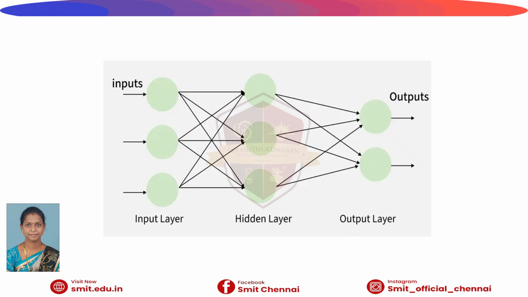This diagram illustrates the architecture of the multi-layer perceptron. On the left side, we have the input layer, which receives the input features. The hidden layer performs computation and extracts patterns from the data. Finally, the output layer provides the prediction or classification result. Every neuron in one layer is connected to all neurons in the next layer, making it a fully connected network.